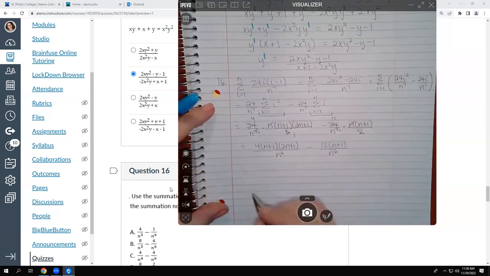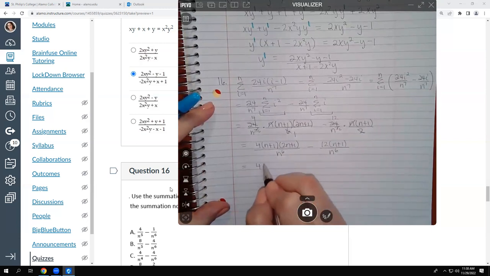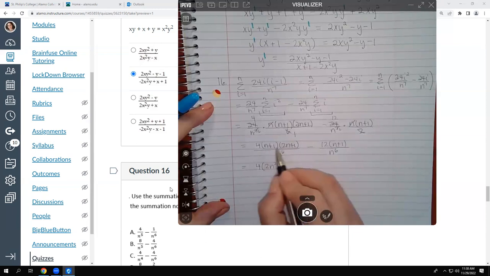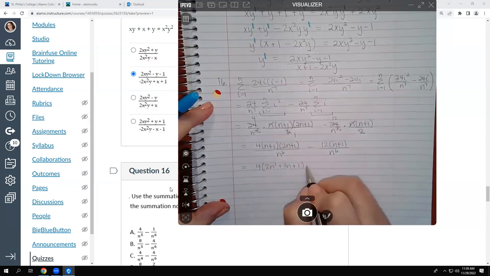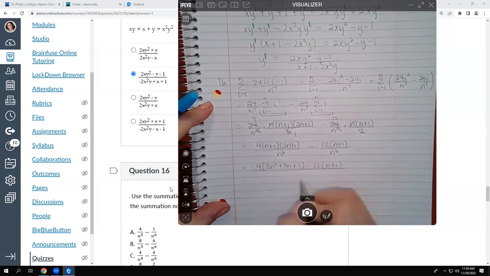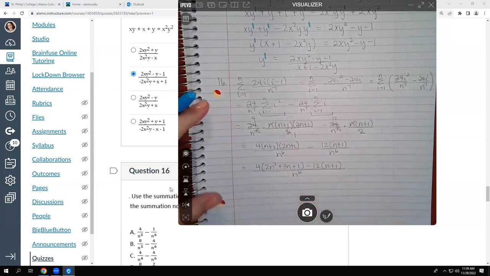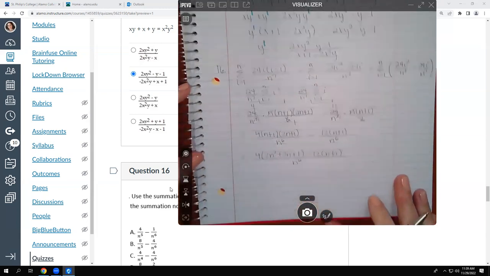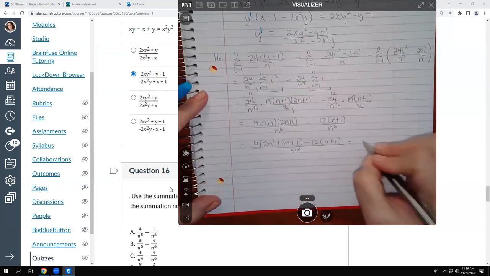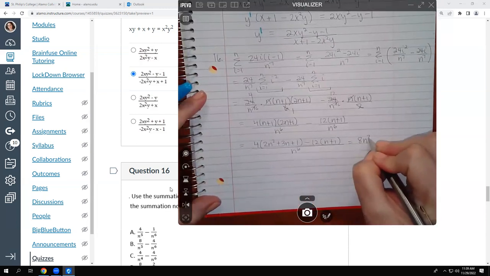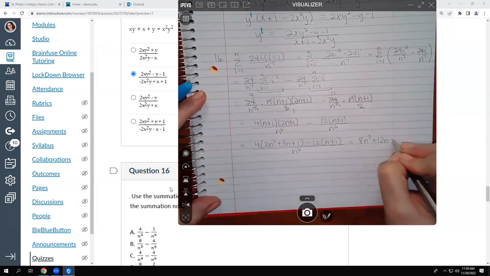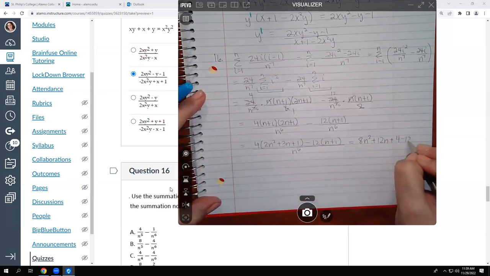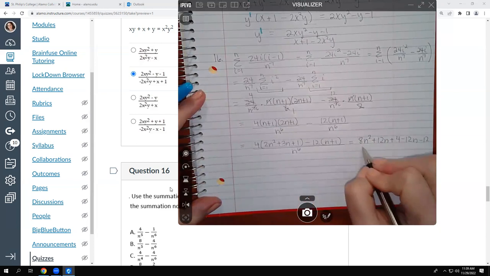Okay? So first things first. That times that. That times that is n. 2n, that gives me 3n. And since they both have the same denominator, I could write them over one denominator, but it looks like they separate them eventually. So I have 8n squared, 12n plus 4, minus 12n minus 12.